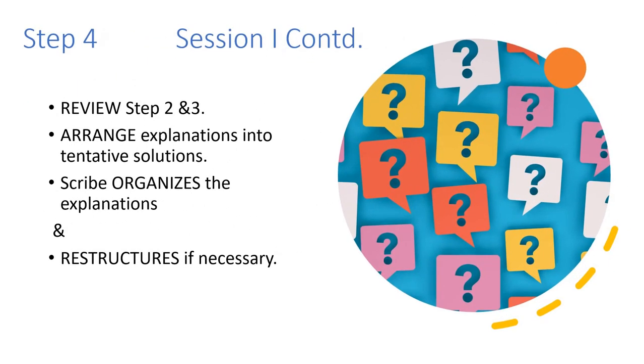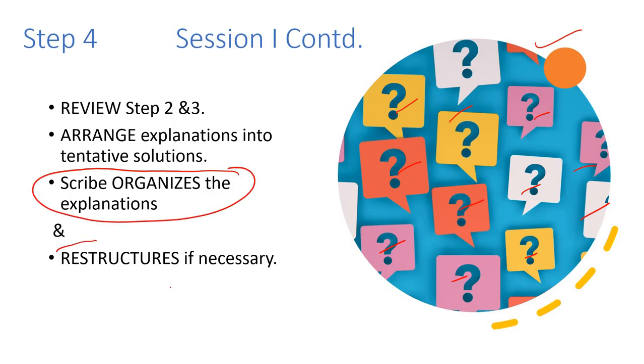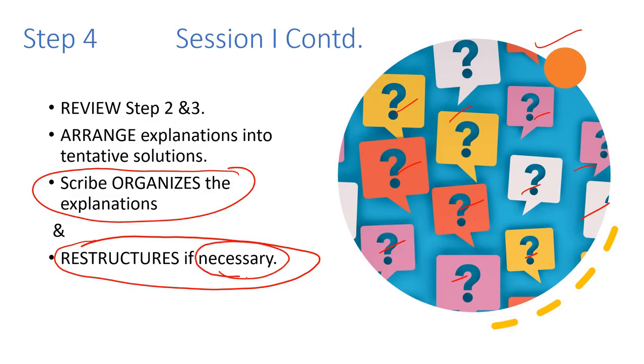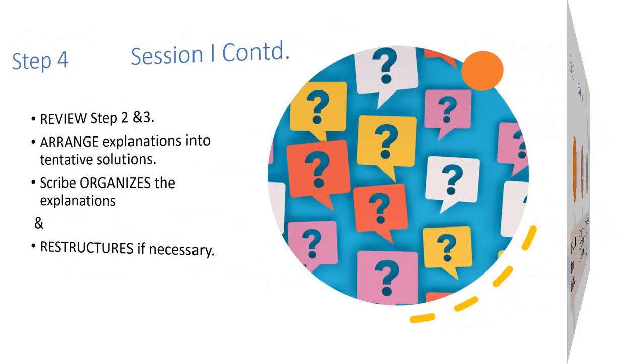This is a critical point. In step 4, you have to review step 2 and step 3, then rearrange all the points being raised and presented on the table, and then the scribe organizes all the explanation, and sometimes he may restructure if necessary, but he may take input from the tutor as well.